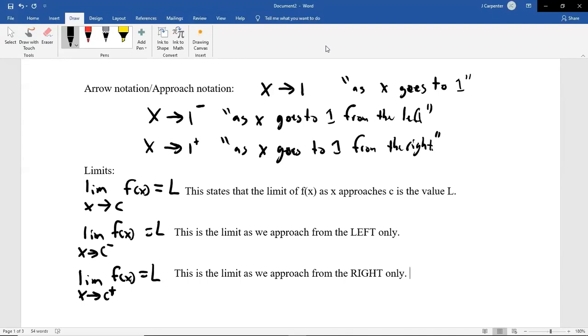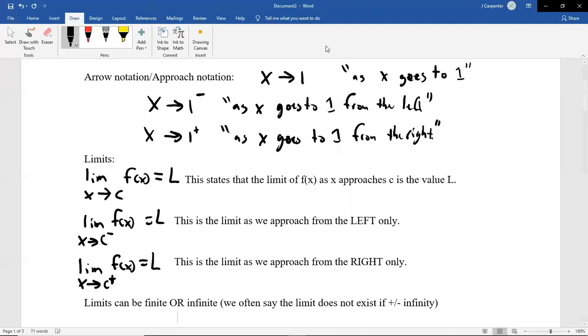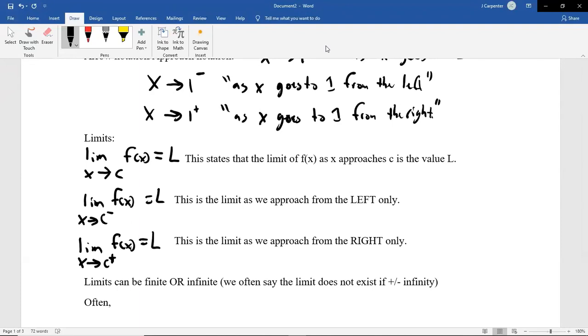And I'm not saying we're heading towards zero. You could be, it just depends on what the number C is. All right. Limits can be finite, which means there is a number, an L, a 3, a 9, a 12, whatever. Or they can be infinite, which we often say the limit does not exist if it's plus or minus infinity. Often, and this is kind of jumping the gun a lot, but I want to go ahead and say this. Often we can simply plug in the x value into the function to get the limit, but it's not always so short or easy.